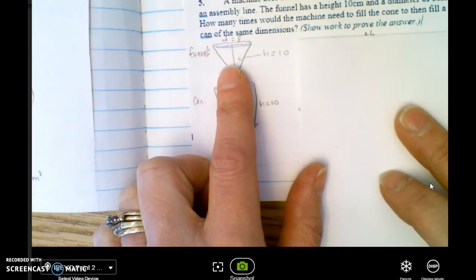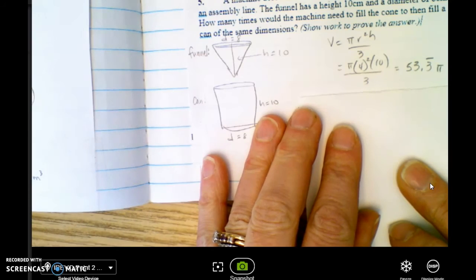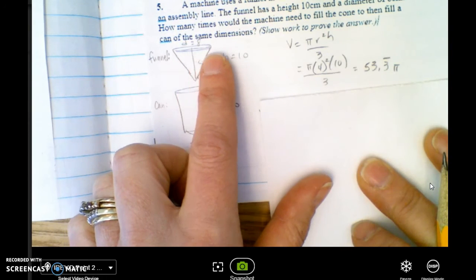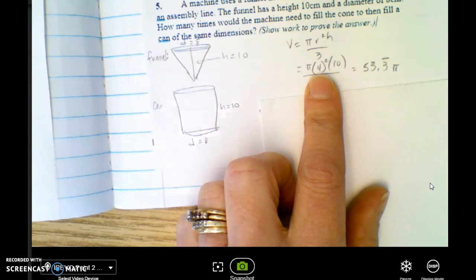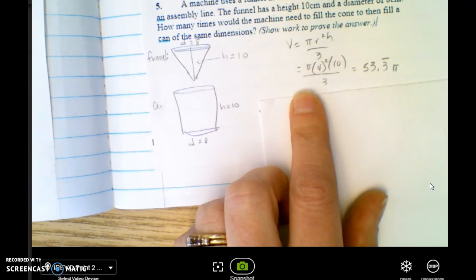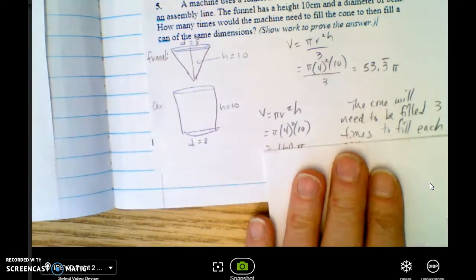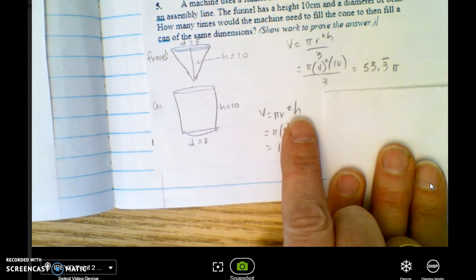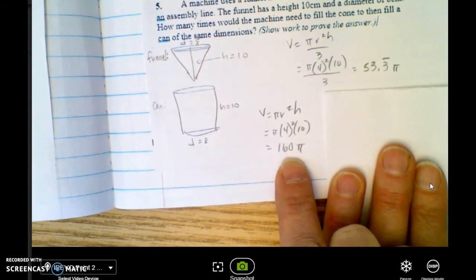So if you remember, the formula for your cone is going to be pi r squared h divided by 3. So again, if your diameter all the way across the circular base is 8, we're going to need a radius of 4. So 4 squared times your height of 10, and then divided by 3 gives you 53.3 repeating pi. Don't forget the bar over the repeating 3. And when you find your volume for the can or the cylinder, remember it's just pi r squared h. We don't have to divide by 3 for this. So this does give us the full value of 160.